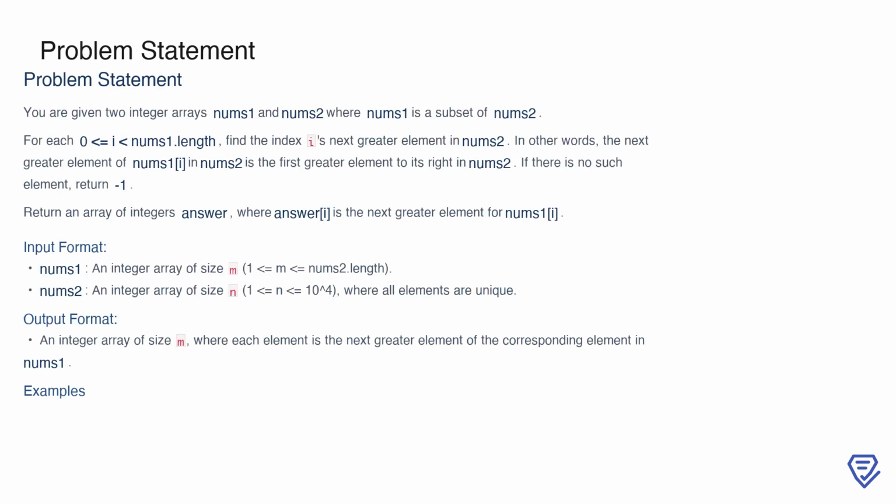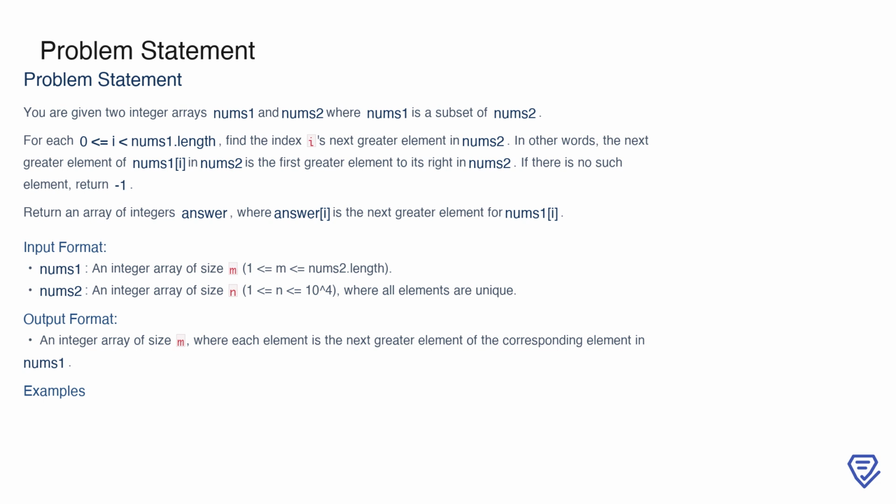Let's get started. In this problem, you are given two integer arrays, nums1 and nums2, where nums1 is guaranteed to be a subset of nums2. Your task is to find the next greater element for each element in nums1 by looking at its position within nums2. Specifically, for each element in nums1, you need to find the first element to its right in nums2 that is larger. If no such element exists, you should return -1 for that position.